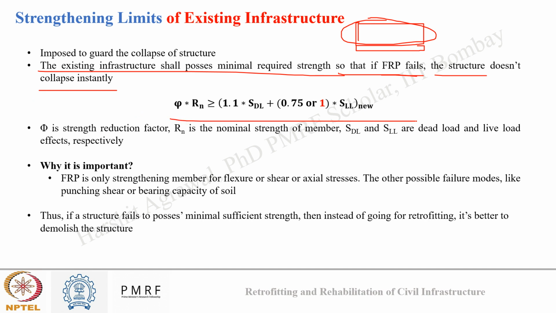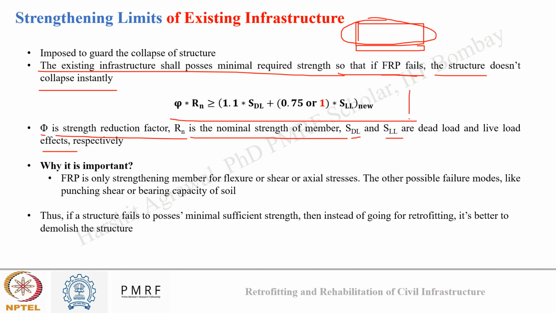By using this relationship. Okay, so, phi times Rn shall be greater than or equal to 1.1 times SDL plus 0.75 or 1 times SLL. Okay, so here phi is my strength reduction factor, Rn is the nominal strength of the member. Okay, SDL is the dead load, and SLL is the live load effect.